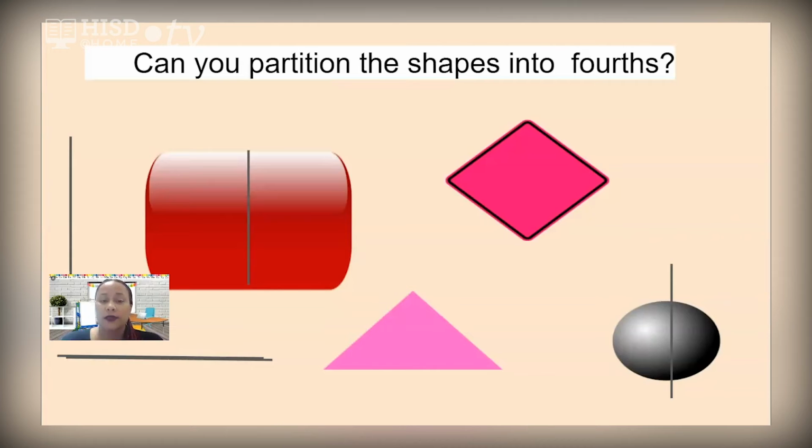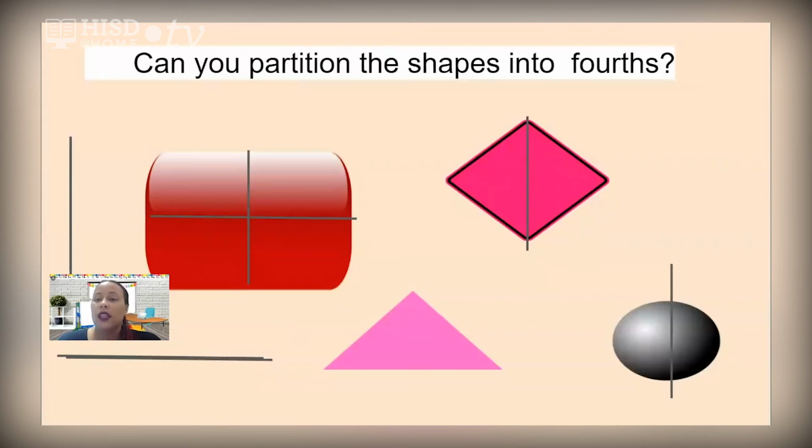Look at the cylinder. We already have it in half. How could we change it to represent fourths? You guessed it. If we put another line through the middle, we can show 4 equal parts. Fourths means there are 4 equal parts.